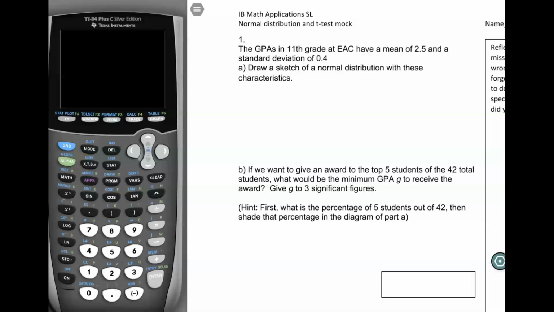This is a solution for a normal distribution and T-test mock exam. So problem number 1: the GPAs in 11th grade at the AC have a mean of 2.5 and a standard deviation of 0.4. Draw a sketch of a normal distribution with these characteristics.